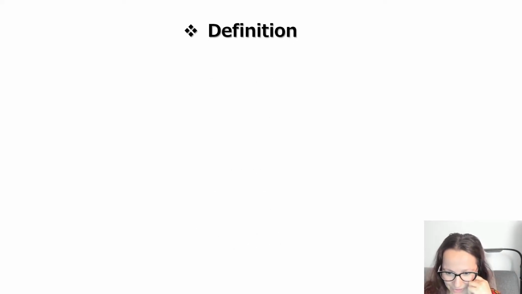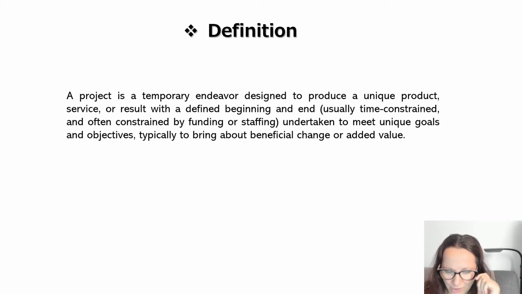So first of all, definition, right? Any training starts with a definition of terms. A project is a temporary endeavor designed to produce a unique product, service or result with a defined beginning and end. Usually time constrained, right? Do we have enough time? And often constrained by funding and staffing. Do we have the right people to do a project, and do we have the right amount of money? Undertaken to meet unique goals and objectives, typically to bring about beneficial change or added value. This is why we do a project, right?